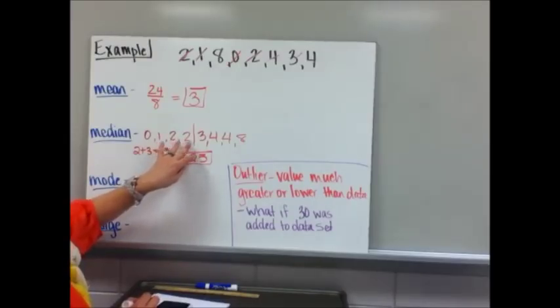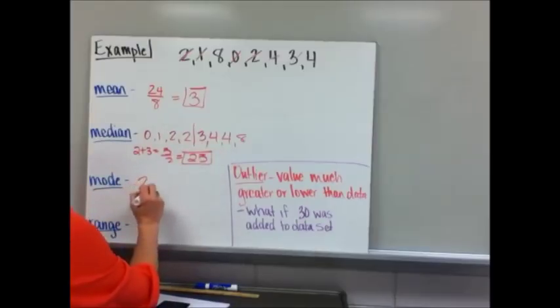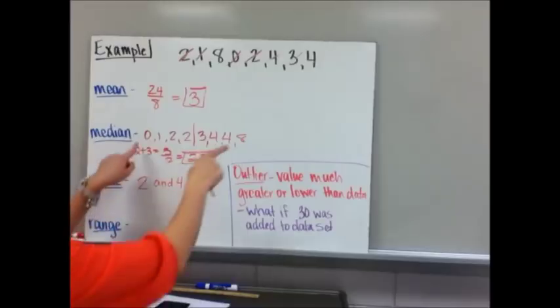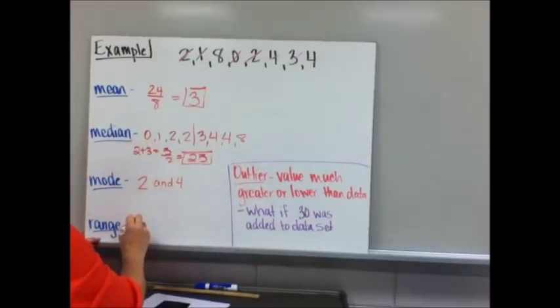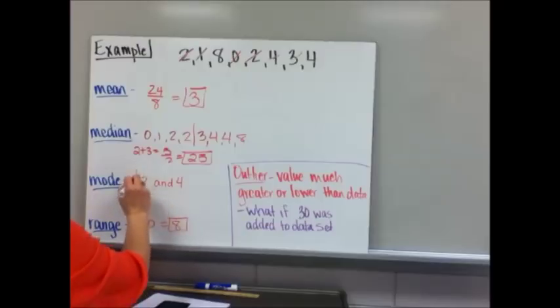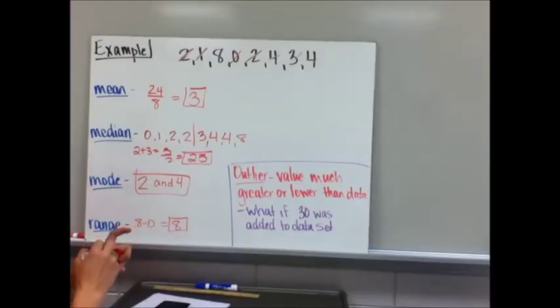I can see the duplicates of 2 and 4. So I have a mode of 2 and 4. And for the range, the difference between the least and the greatest, 8 minus 0 is 8. So there I have my mean, median, mode, and range.